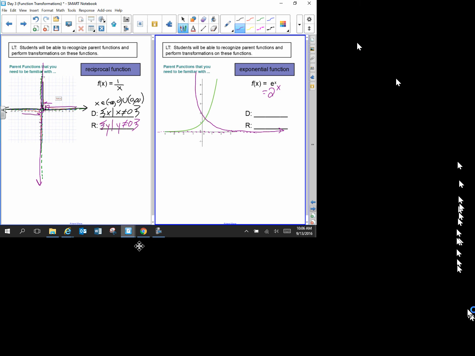There we go, 2.71. So our domain on this one, we're going to flatten this thing out, and even though it does keep on going forever in that direction, everything that's going to be pulled down is going to be pulled down forever, so it is all real numbers here.